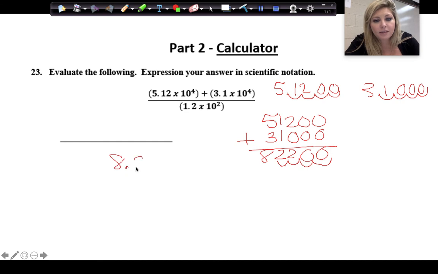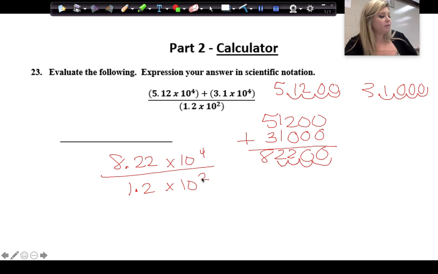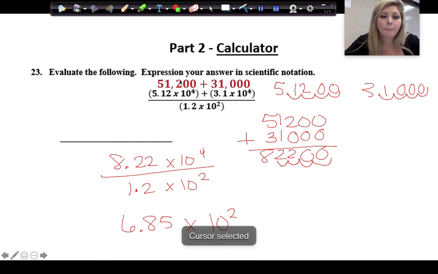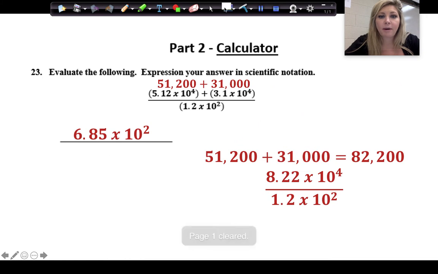So now we have 8 and 22 hundredths times 10 to the 4th divided by 1.2 times 10 to the 2nd. You can use your calculator on this part, so we are going to start by dividing 8 and 22 hundredths divided by 1 and 2 tenths, and that gives us 6 and 85 hundredths. And then when we are dividing exponents with the same base, we need to subtract our exponents. So 4 minus 2 gives us 2. So our answer is 6 and 85 hundredths times 10 to the 2nd power.